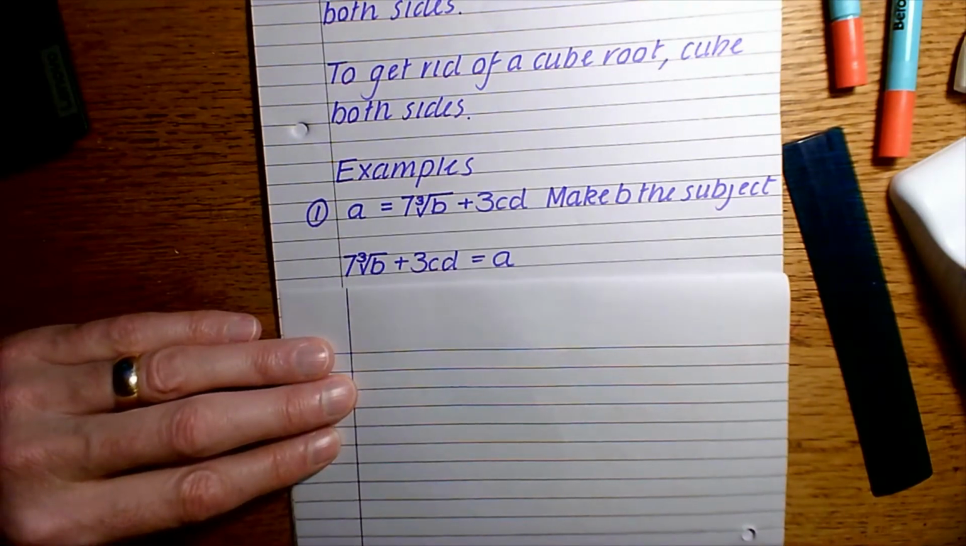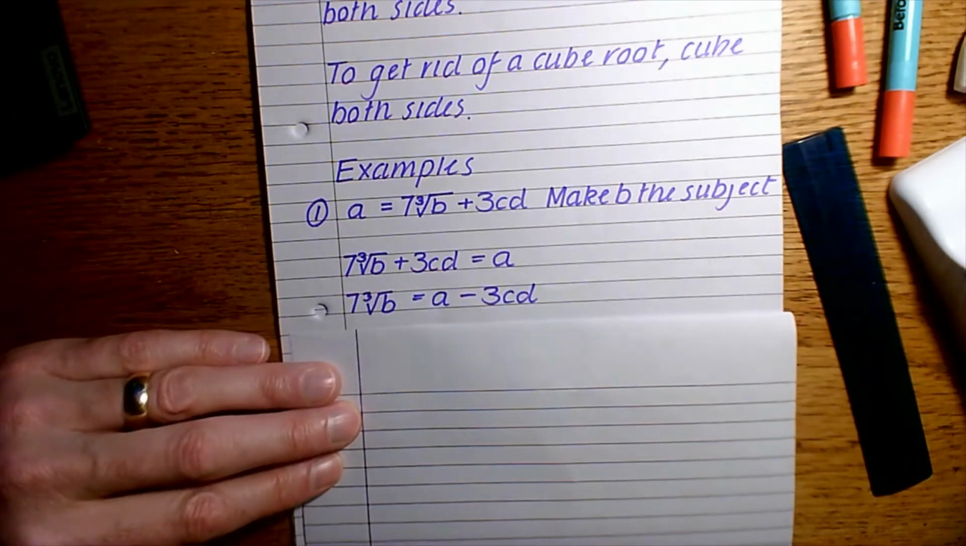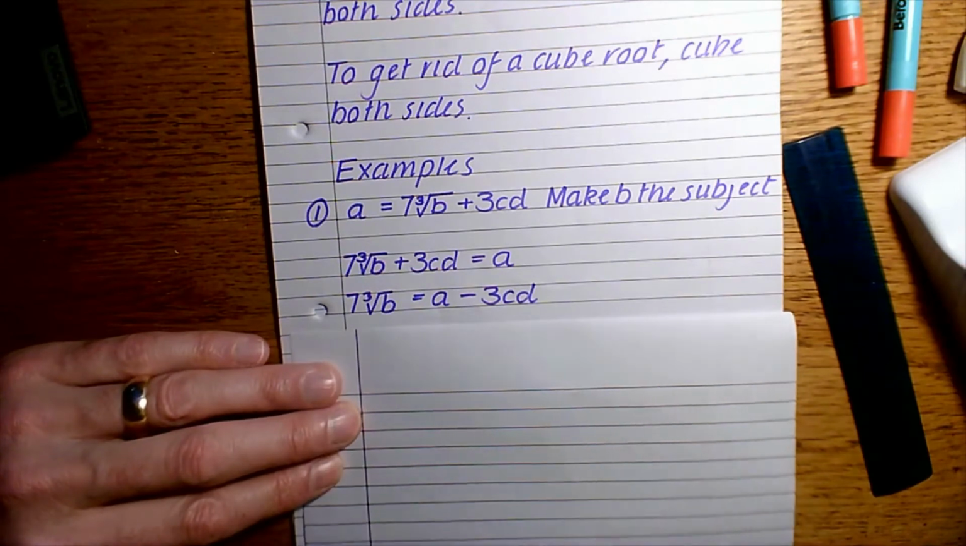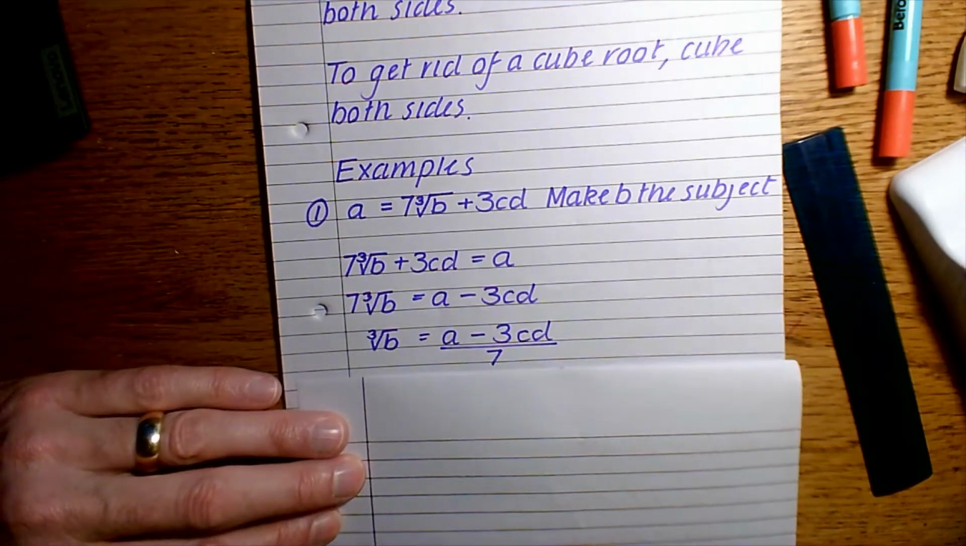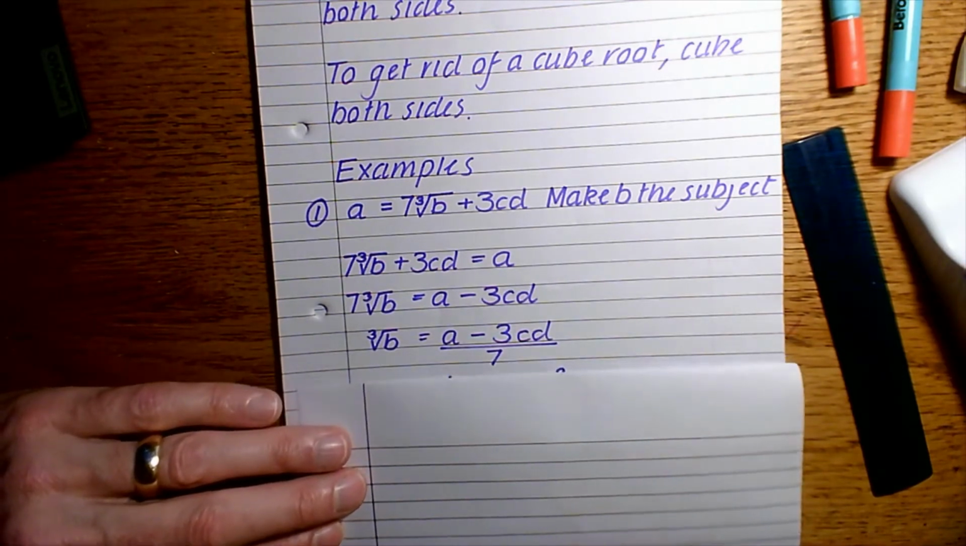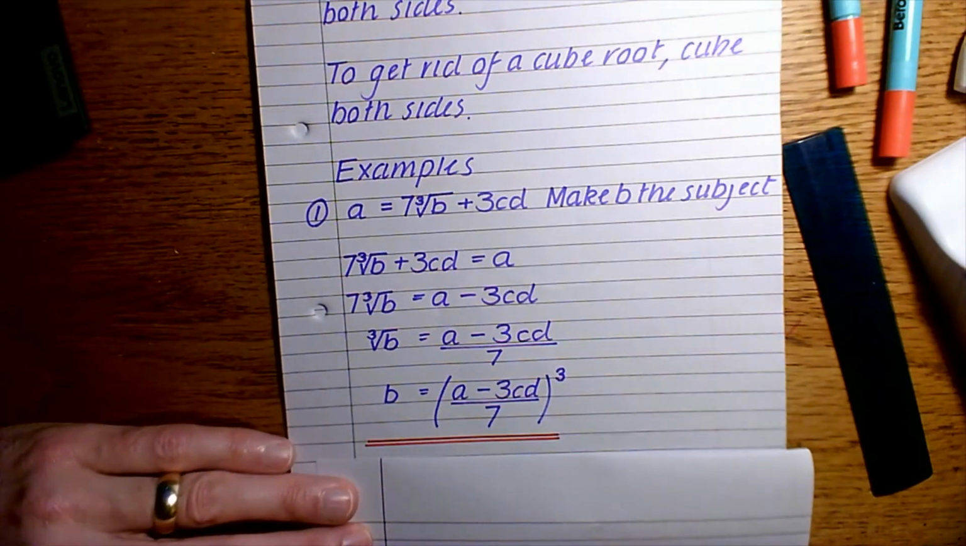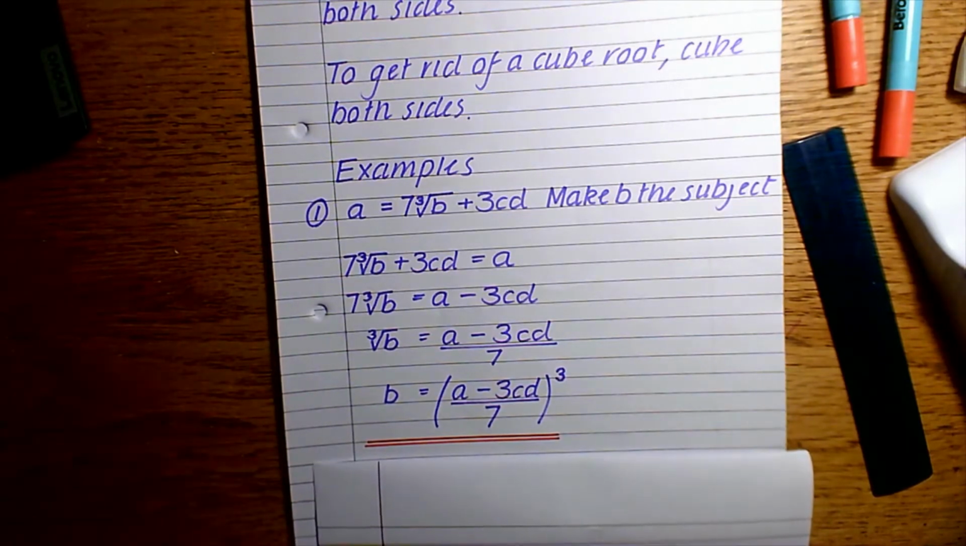So there we are, we've written it the other way around. We've taken away the 3cd as you would expect. We've got 7 cube root though, so let's divide by 7 to get just cube root. And finally, to get rid of the cube root, we have to cube everything. So there we are. That's the first example for the note.